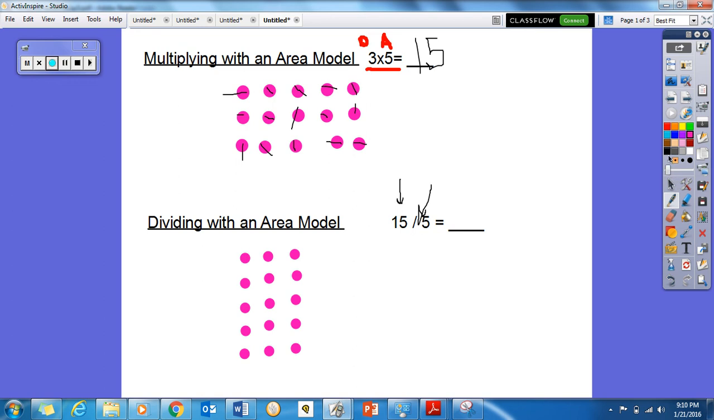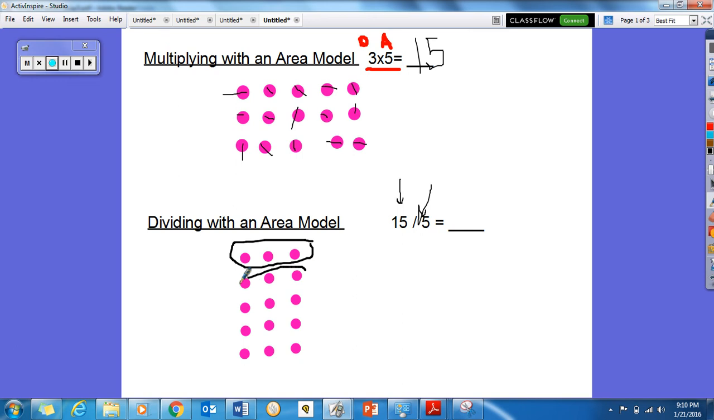So let's show our groups real quick. I have 1, 2, 3, 4, 5 groups. Now let's see how many are in each group. We have 1, 2, 3. There's 3 there, 3 there, 3 there, and 3 there. So when I divided 15 dots into 5 groups, there were 3 in each group. So 15 divided by 5 is 3.